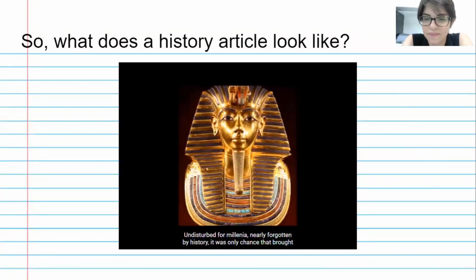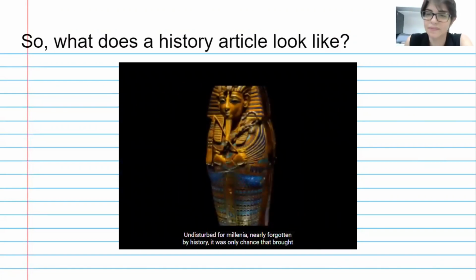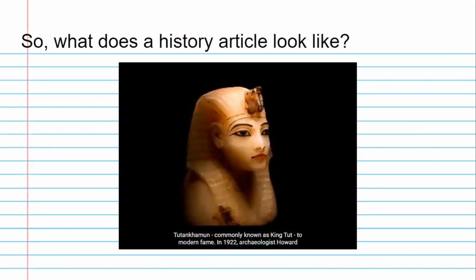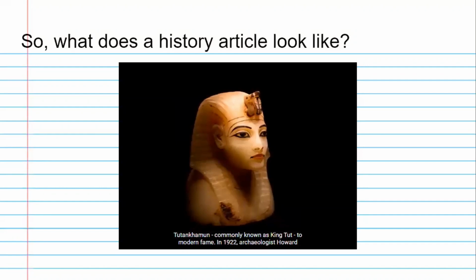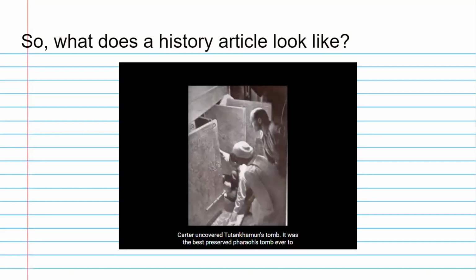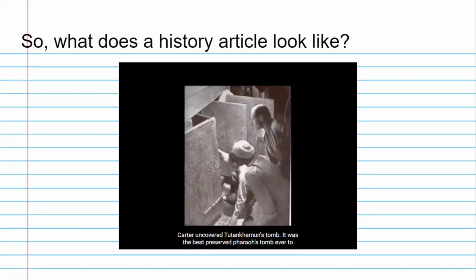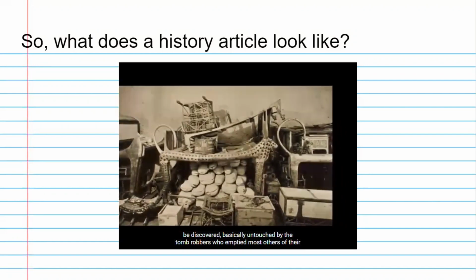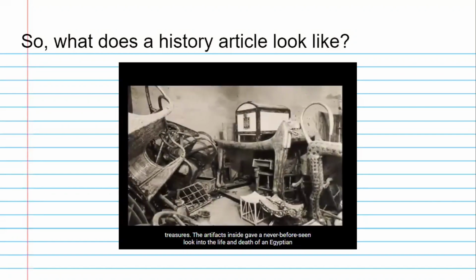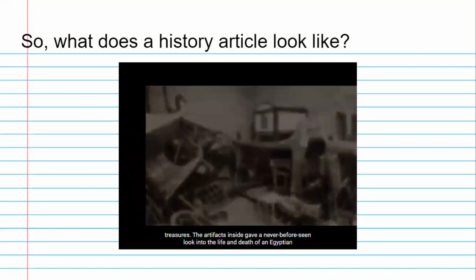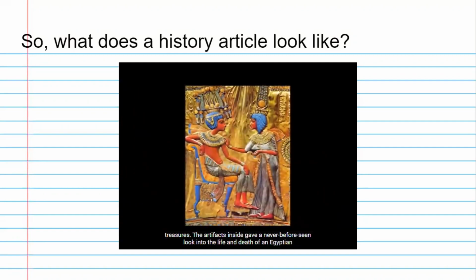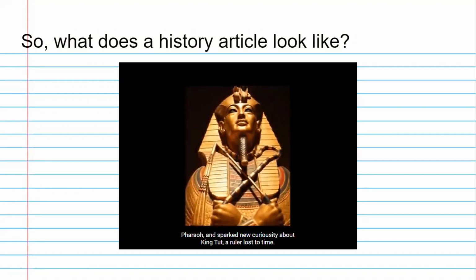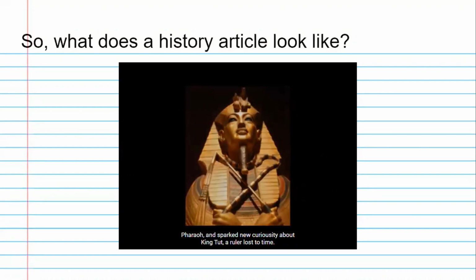Undisturbed for millennia, nearly forgotten by history, it was only chance that brought Tutankhamun, commonly known as King Tut, to modern fame. In 1922, archaeologist Howard Carter uncovered Tutankhamun's tomb. It was the best preserved pharaoh's tomb ever to be discovered, basically untouched by the tomb robbers who emptied most others of their treasures. The artifacts inside gave a never-before-seen look into the life and death of an Egyptian pharaoh and sparked new curiosity about King Tut, a ruler lost to time.